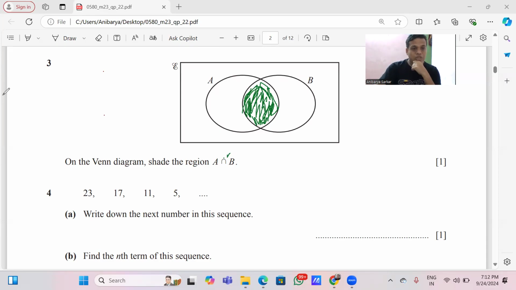Now next question I'm going to solve. That is a very simple question. A series question. Look, it is decreased by 6. 23 minus 6, that is 17. 17 minus 6, 11. 11 minus 6, that is 5. And 5 minus 6, that is -1. So the next term is -1. Clear? It's very simple actually.